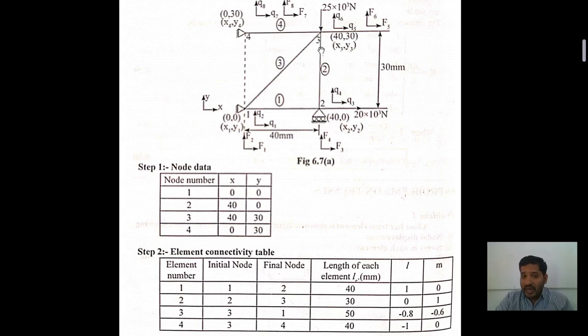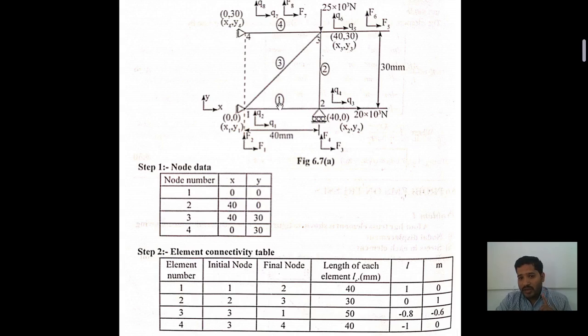So here the initial node is, which one is there? Initial node is 3 and the final node is 4. Clear? I hope so. No one is having the doubt. Let us see. So the initial node is 1 and the final node is 2. The distance is how much is there? 40 mm. Or we can say the element length of each element.